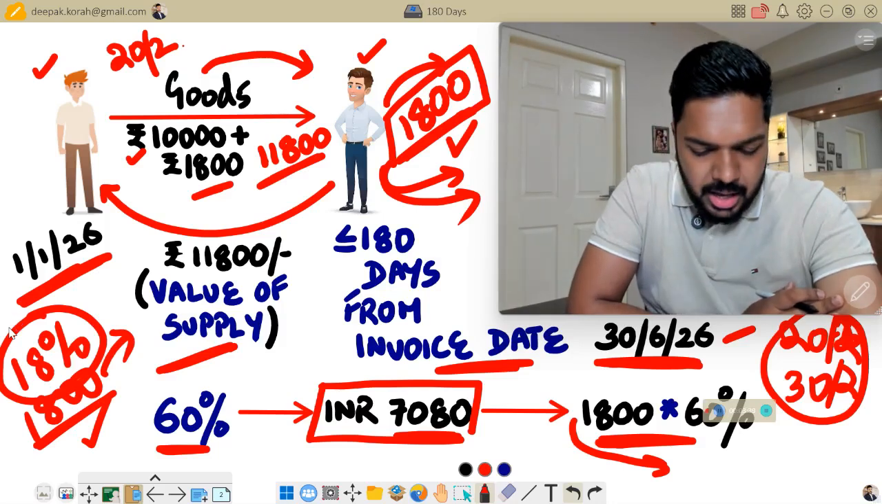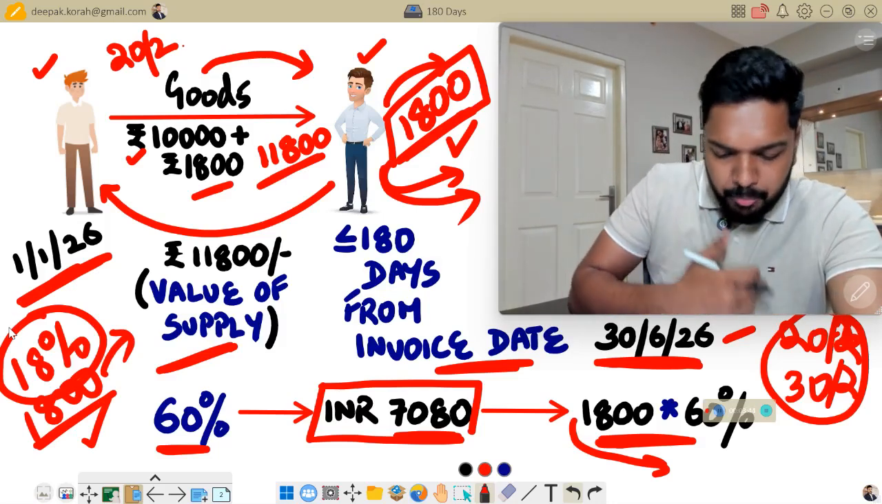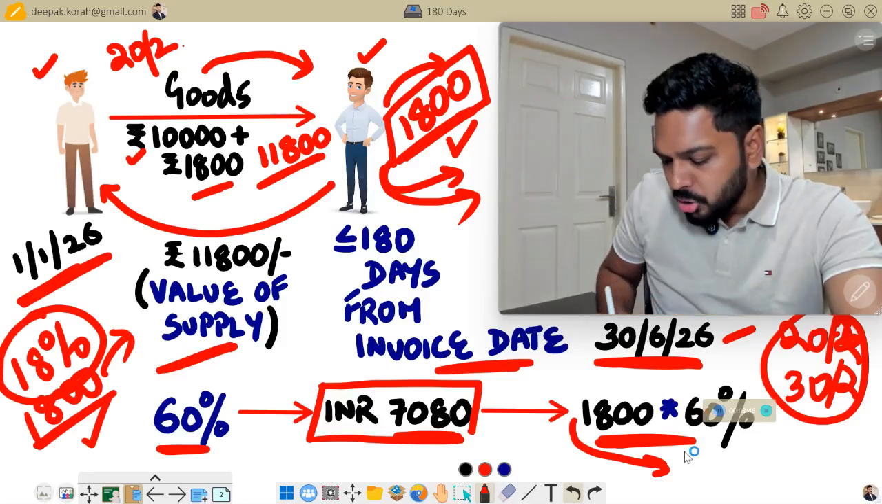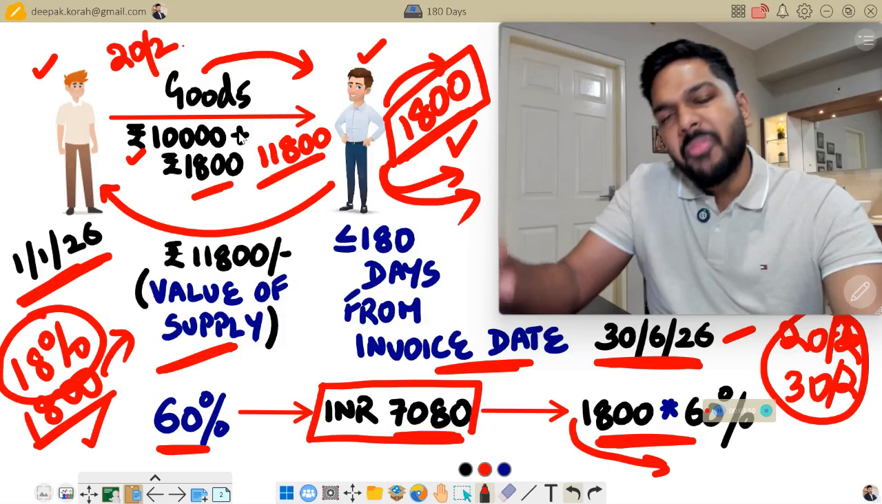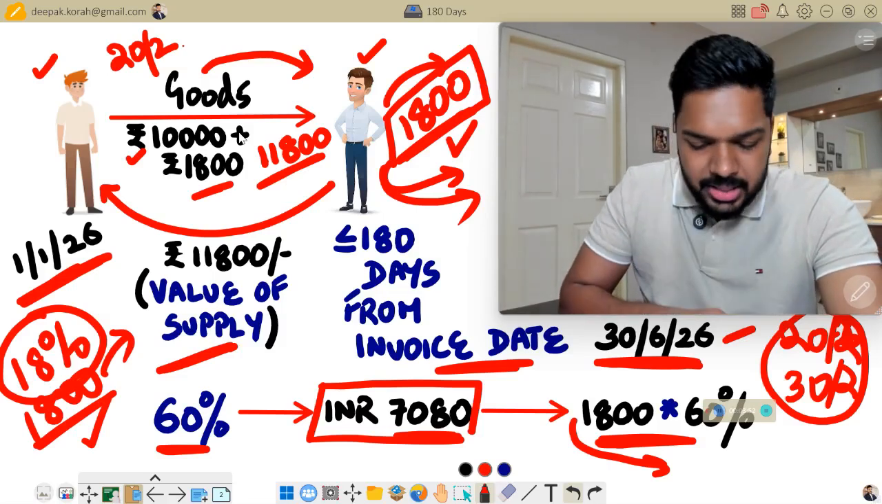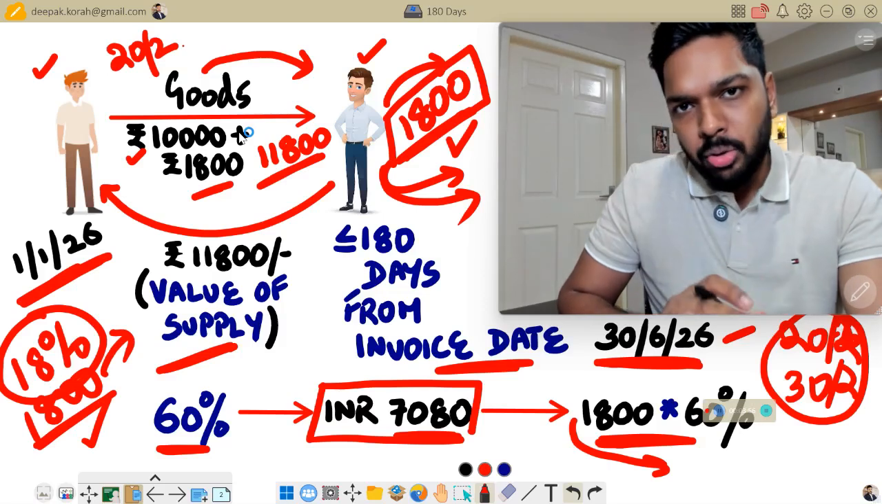So for the full non-payment, or for the partial payment or whatever, you have to proportionately calculate the input tax credit that you have to reverse, and then on top of that, calculate interest. This is an added condition as far as your availment of GST input tax credit is concerned.